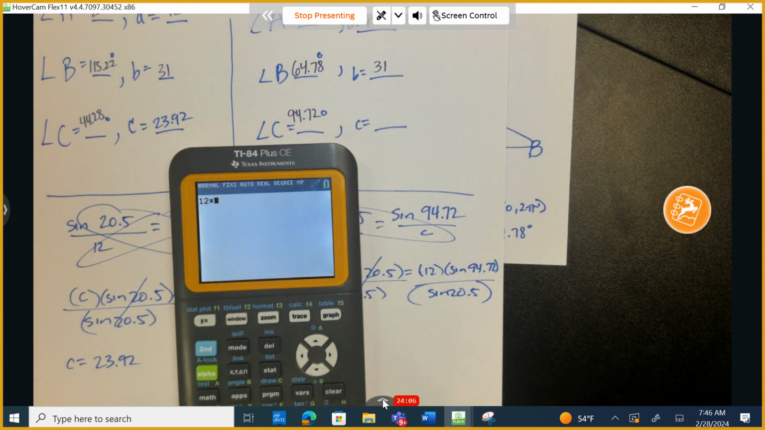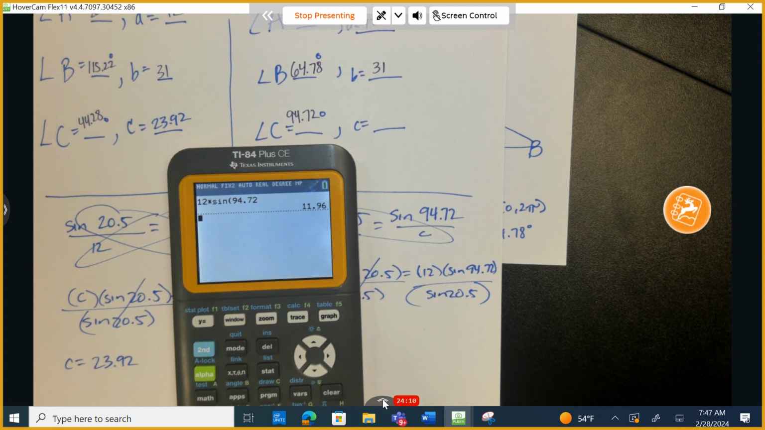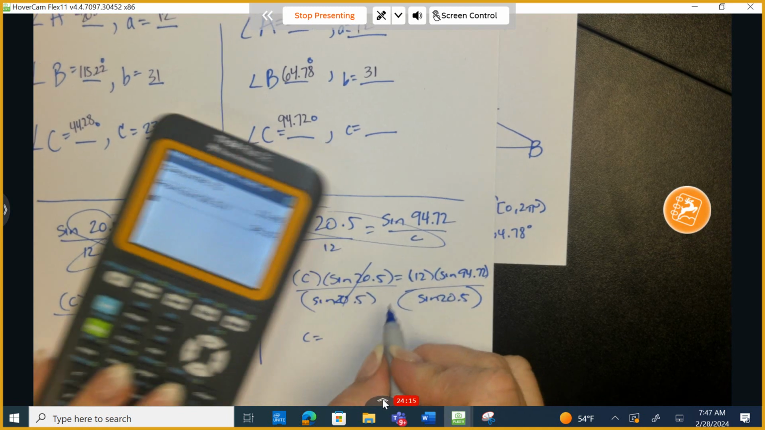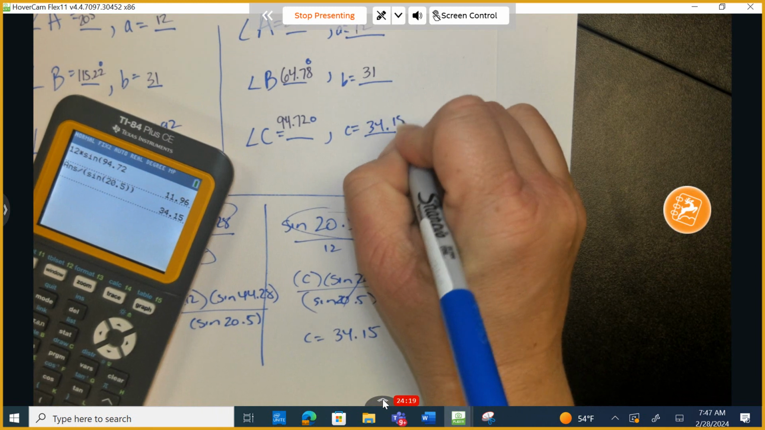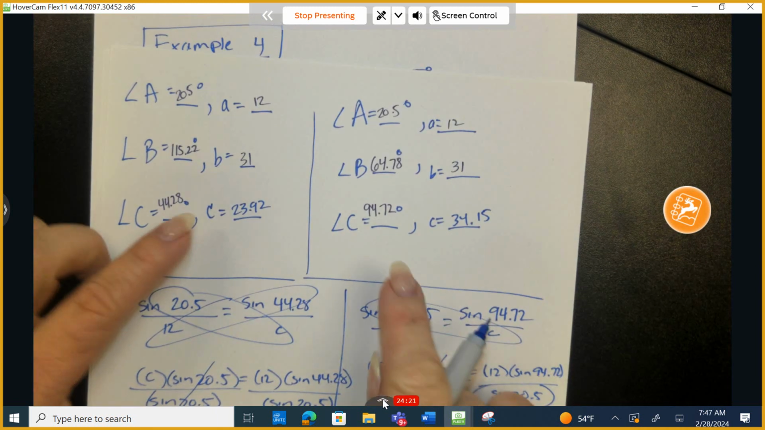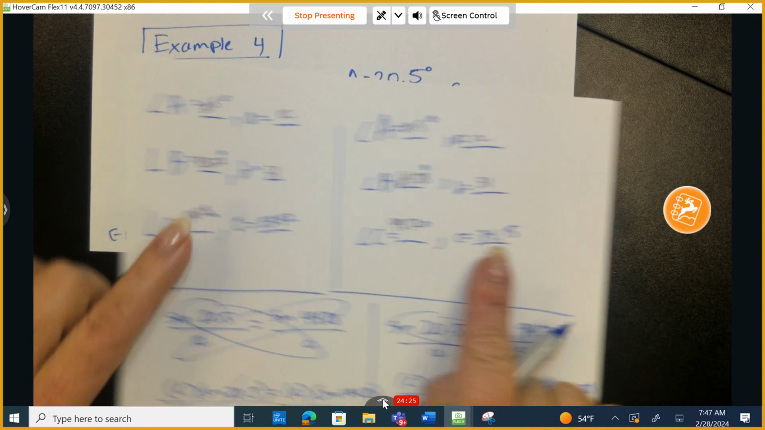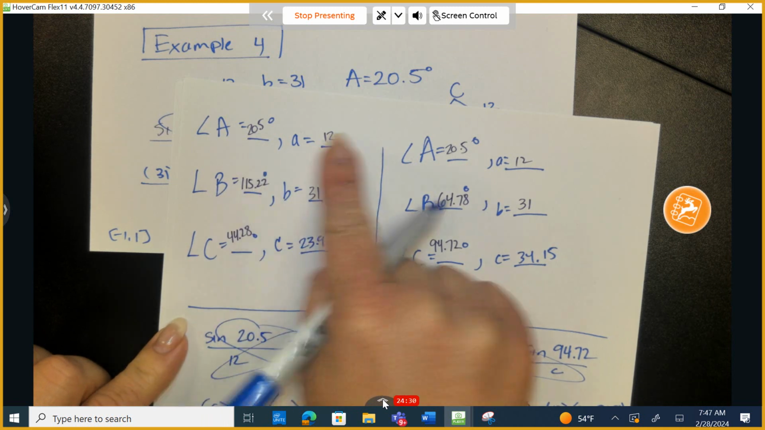12 times the sine of 94.72, now divided by the sine of 20.5, and we have 34.15. Let's make sure that the largest angle has the longest side, and the smallest angle has the smallest side. Same thing: largest angle, longest side, and smallest angle, smallest side.